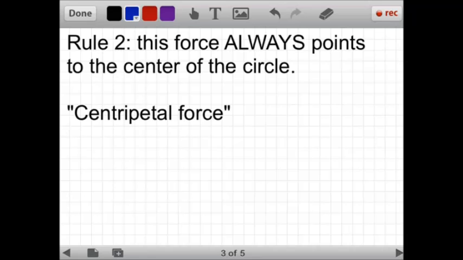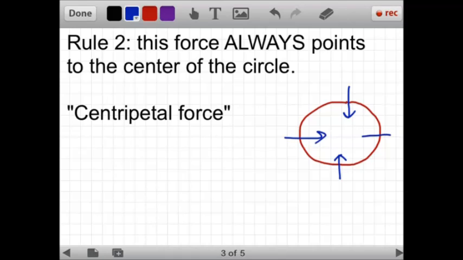Rule number 2, this force always points to the center of the circle, right? You saw this in the video when the bowling ball was being forced to move in a circle. Hopefully you saw that every time the guy with the hammer hit the ball, he was hitting it towards the center of the circle. Right? So it didn't matter where the bowling ball was in its path. If it was here, he hit it downwards so that it moved into the center. If it was here, he hit it to the right so that it was pointing towards the center, and so on. Right? Always towards the center.